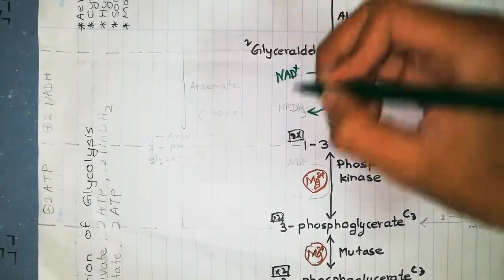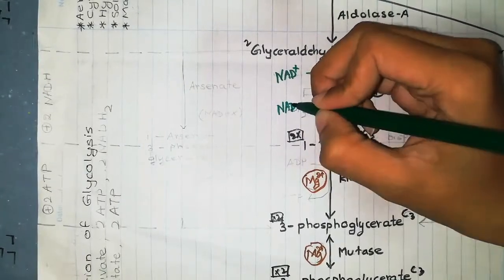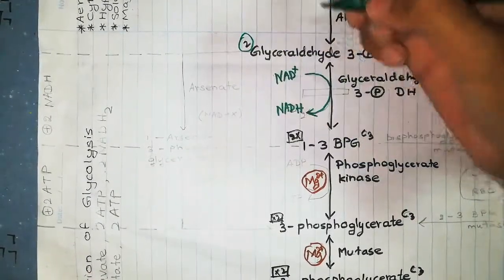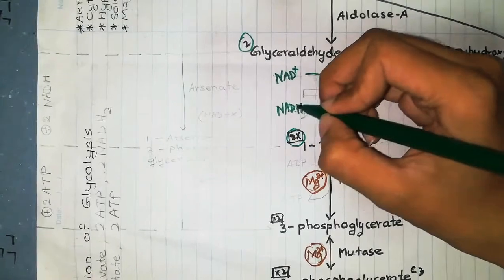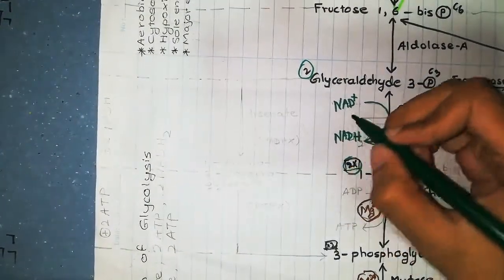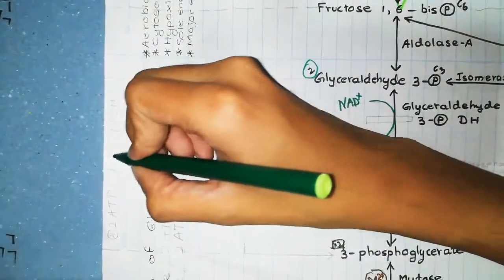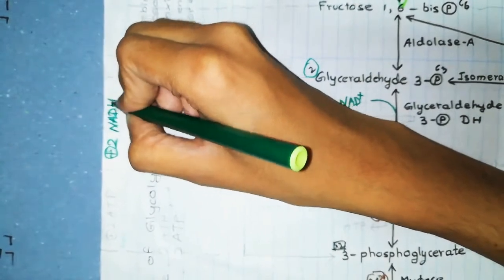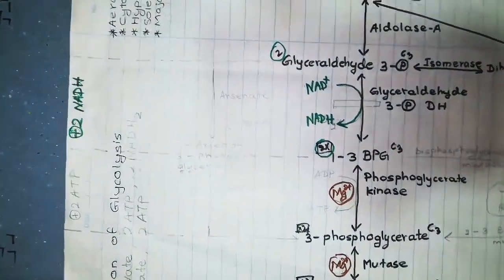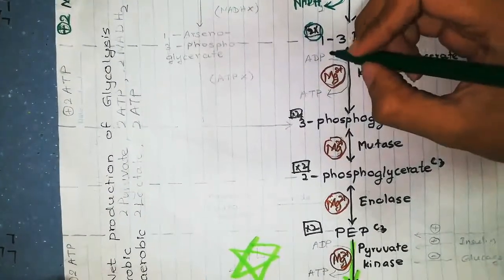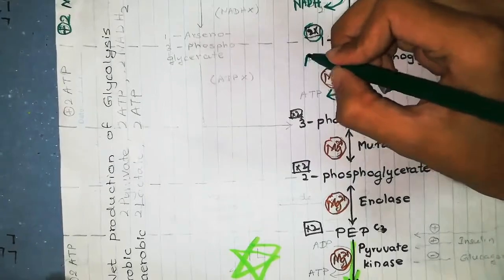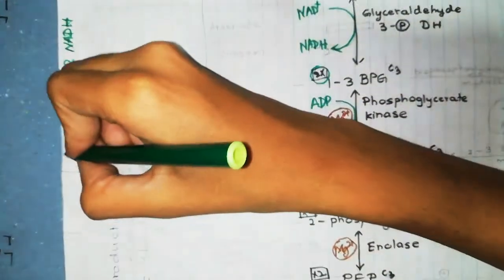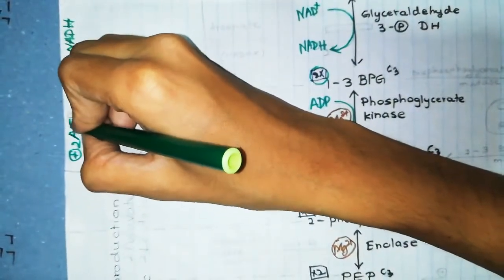NAD plus to NADH. Okay, now you saw that there are two. Here also two. So there are two NADH produced. So I put plus 2 NADH for this step for the calculations. And there is a step that produces ATP. Okay, good. ADP to ATP. So I put plus 2 ATP.